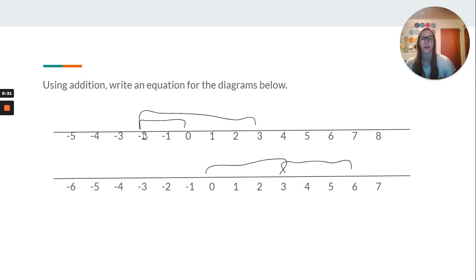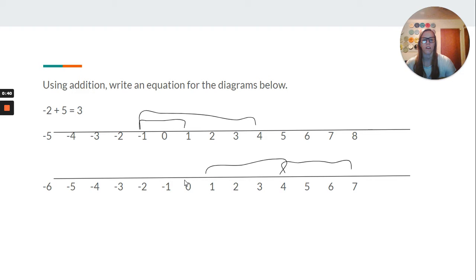So using addition, write an equation for the diagrams below. I start at 0, so we get to -2, so we'd write -2, and then we got to 3. So -2 plus something equals 3. 1, 2, 3, 4, 5. -2 plus 5 equals 3.